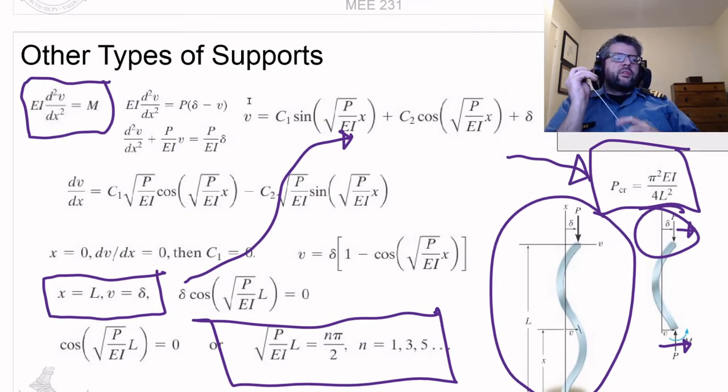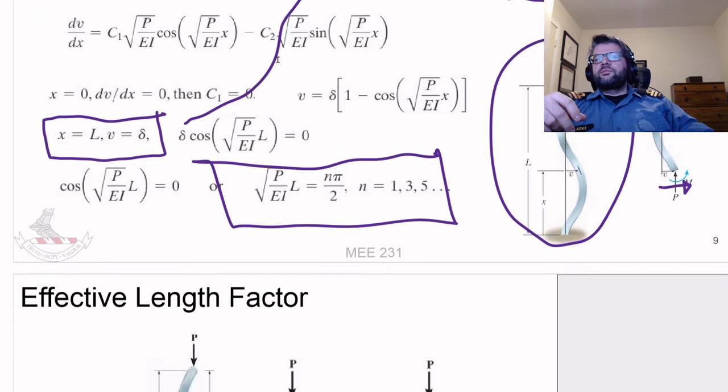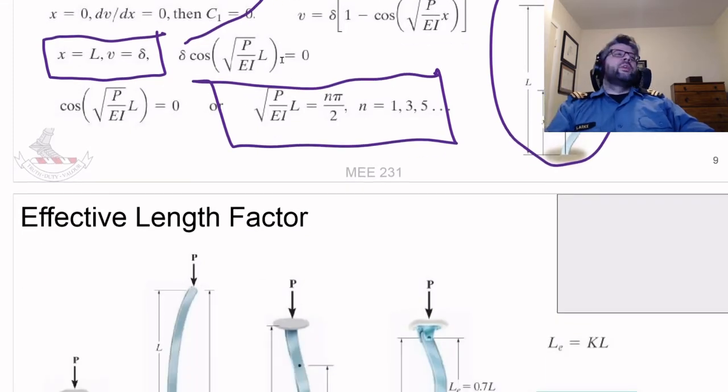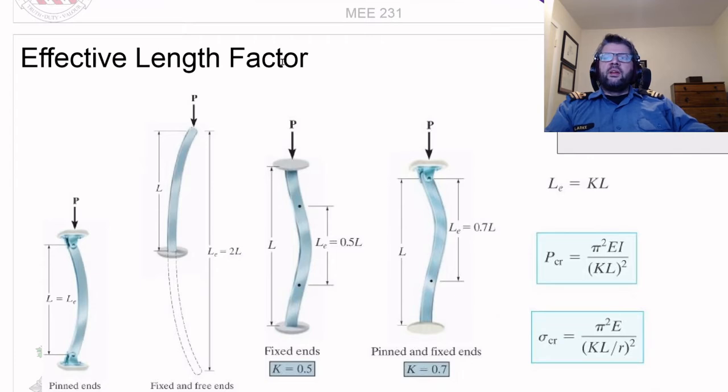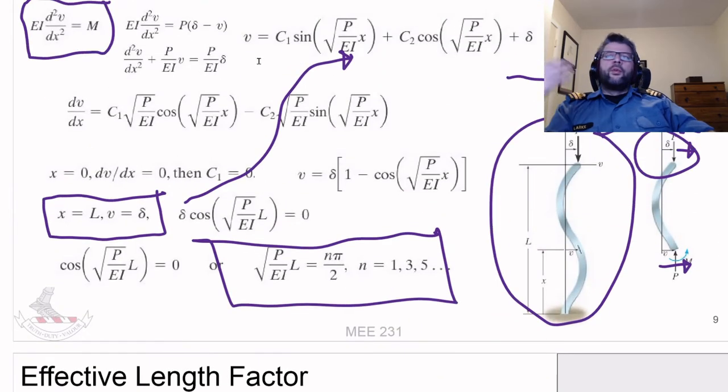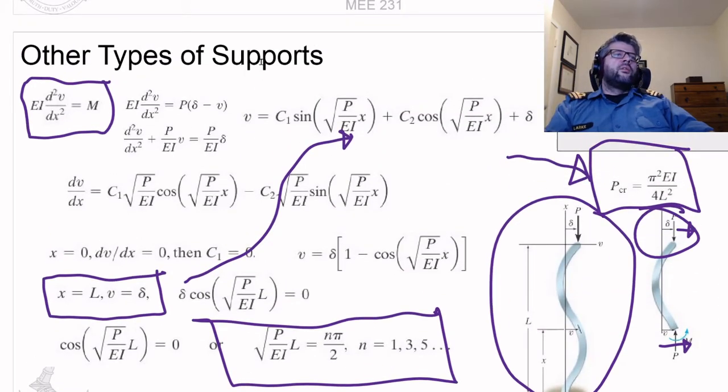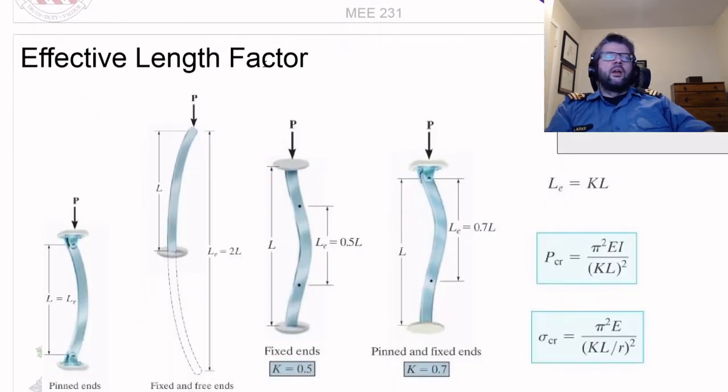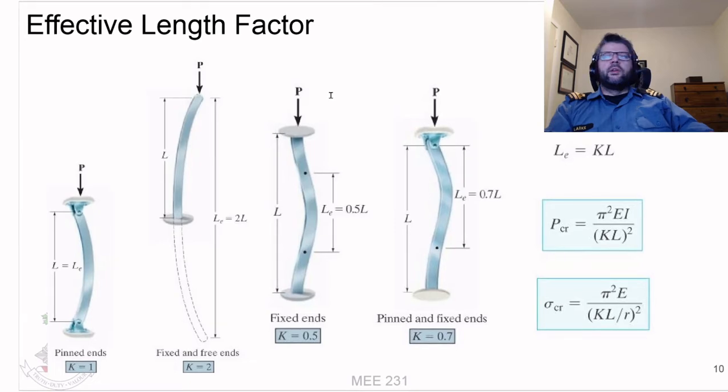So you can do that for a bunch of the different loading conditions, just adjusting what your boundary conditions are at either end. I'm not going to go into each of them, but essentially that leads to different calculations for the critical load of the column based upon the boundary conditions, based upon how it's supported. Now, essentially what they've done is they said that's a bit clunky, so what we're going to do is use what we call an effective length factor.